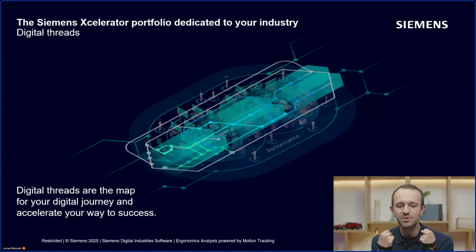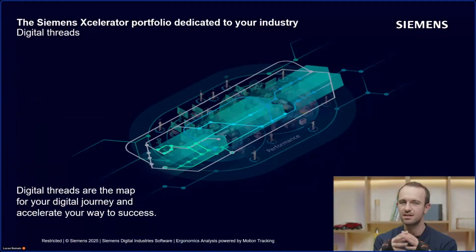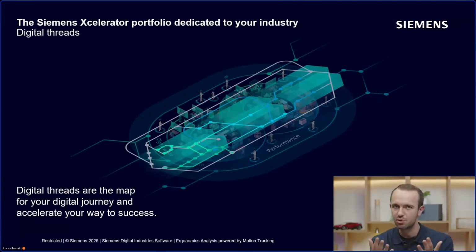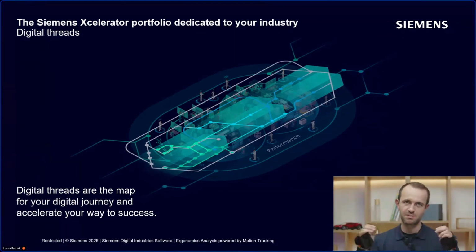So we are using the digital threads in order to map the different processes and solutions that a specific industry could use in order to solve problems in engineering or in manufacturing. And the idea is that we connect the dots so that we can help you to understand where we can help you at first glance, and then how we could keep working together on the next stages.